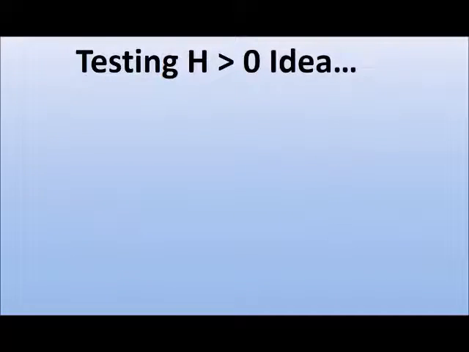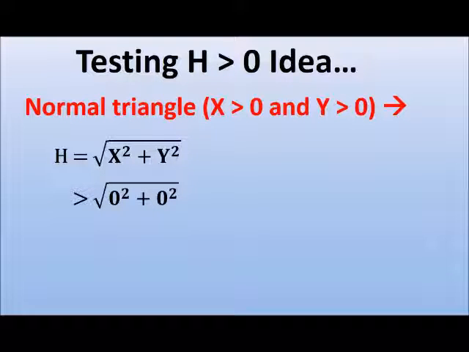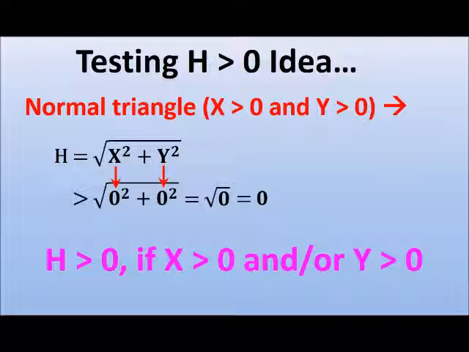Finally, we consider the normal triangle case where nothing is degenerate. In other words, where both legs have non-zero length. Starting with the Pythagorean theorem, we can see that h is greater than the square root of 0 squared plus 0 squared, since x squared is greater than 0 squared, and y squared is greater than 0 squared, which means that the square root of x squared plus y squared is also greater than the square root of 0, or 0. So, to summarize everything, we see that, as we expect, h is greater than 0 if either x and/or y is greater than 0. This means that the Pythagorean theorem passes our test of 0 being a lower limit.